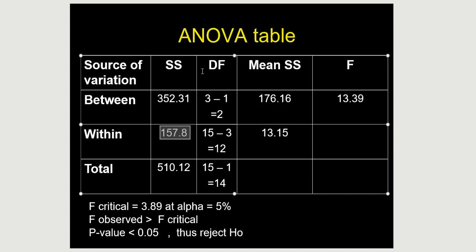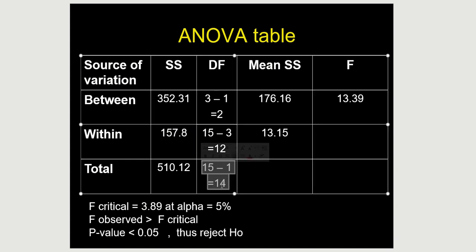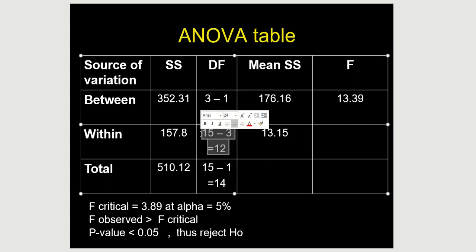Come to the degrees of freedom. Remember, the total degrees of freedom is the total observations minus 1, so 15 minus 1 is 14. The within is the total observations minus the number of groups, so 15 minus 3 is 12. As for the between, it is the number of groups minus 1. 3 groups minus 1 gives you 2.